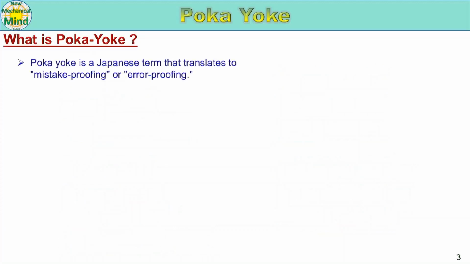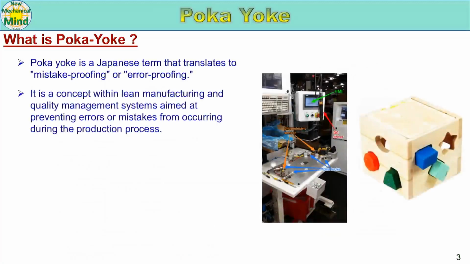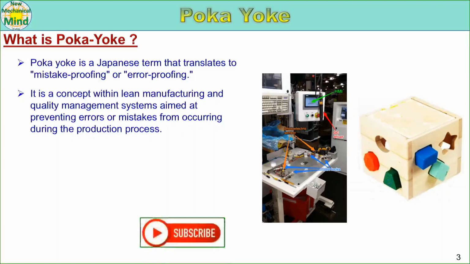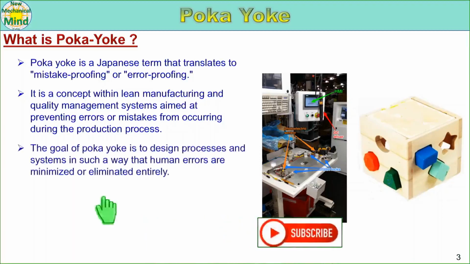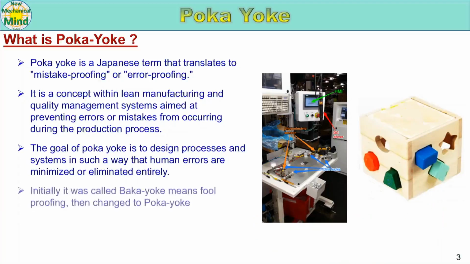First, what is Pokayoke? Pokayoke is a Japanese term that translates to mistake proofing or error proofing. It is a concept within lean manufacturing and quality management systems aimed at preventing errors or mistakes from occurring during the production process. The goal of Pokayoke is to design processes and systems in such a way that human errors are minimized or eliminated entirely. Initially, it was called Bakayoke, meaning foolproofing, then changed to Pokayoke.